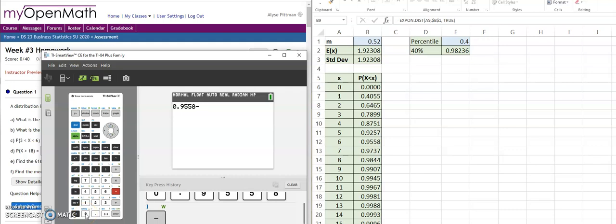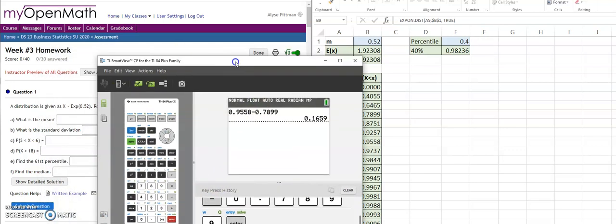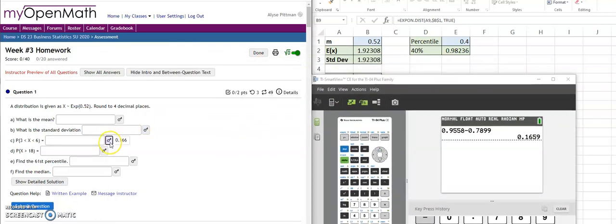That way we can get the value that's in between 3 and 6. So we're going to subtract out 0.7899, and we get the answer of 0.1659. And if this is rounded to 4 decimal places, which you can put in your answer, this and that are the same.